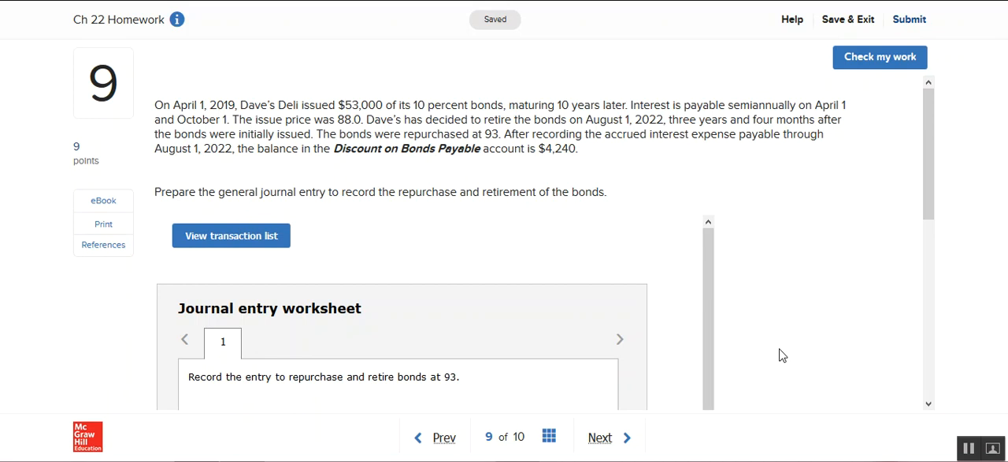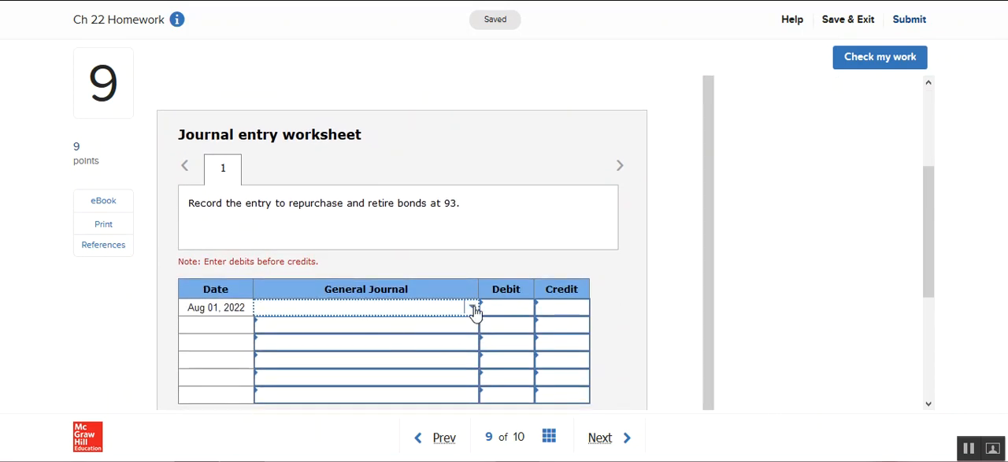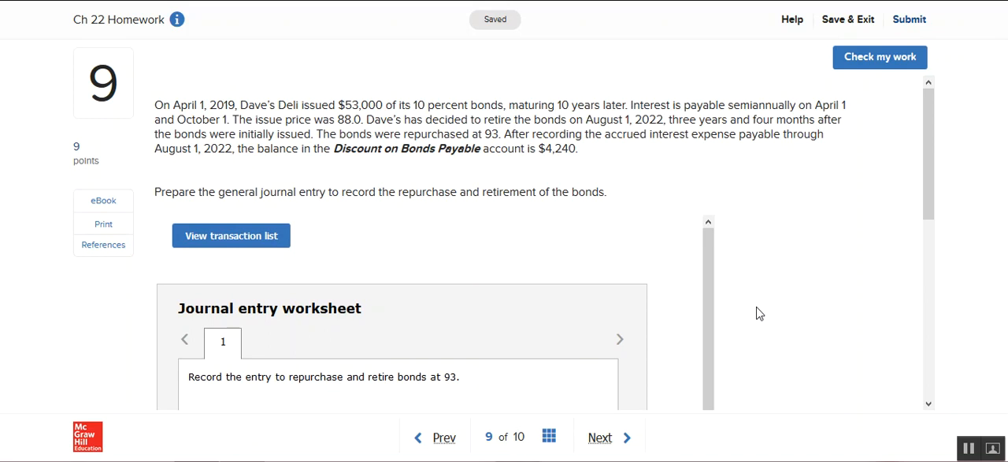All right. So let's see, we're preparing the journal entry to record the repurchase and retirement of the bonds. We know we're repurchasing bonds payable, so let's go ahead and plug that in there. And that's going to be a debit because it was a credit to start with, so we're going to debit that amount out.